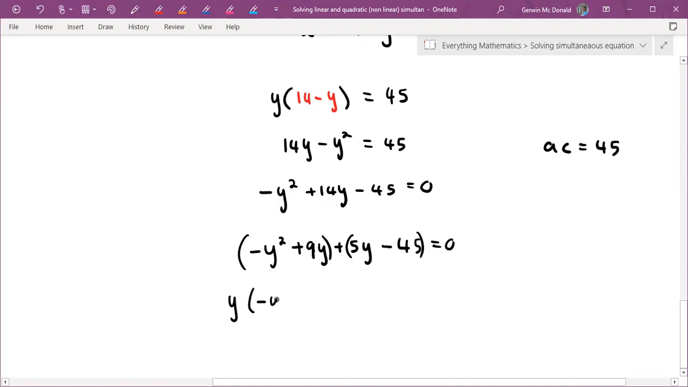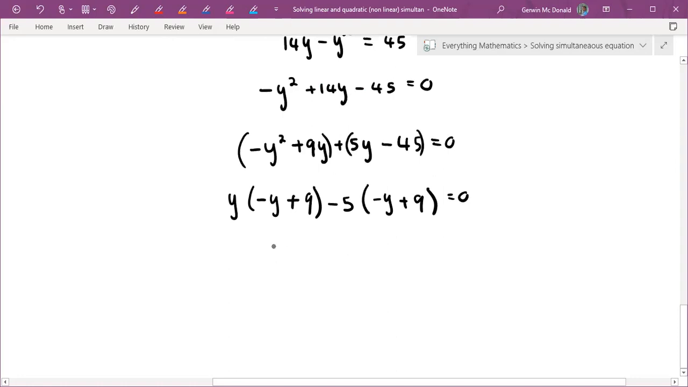So here we will end up with negative y plus 9. Yes, negative y plus 9. The y factor, the y and the 9 just comes up. Over here now, it wouldn't be positive, it would be negative 5, because we have a factor inside we want to take out. So here we want to end up with negative y plus 9. Yes, good stuff.